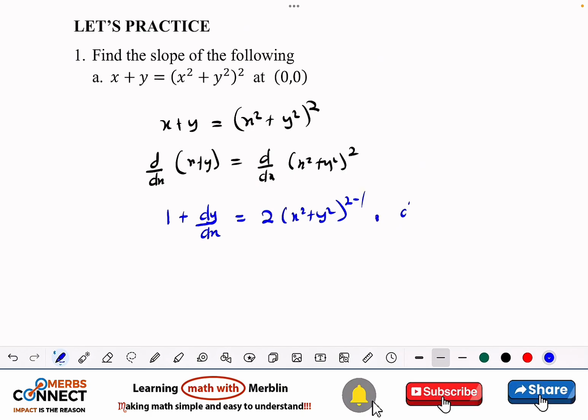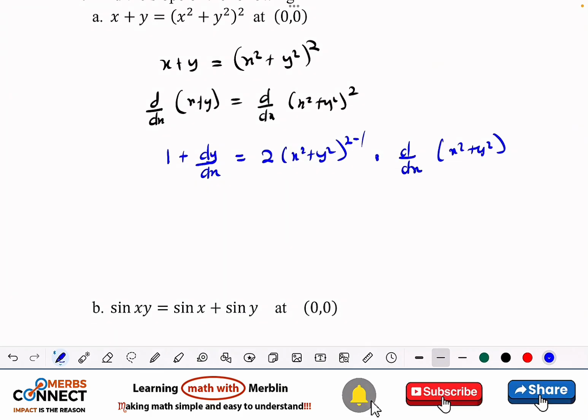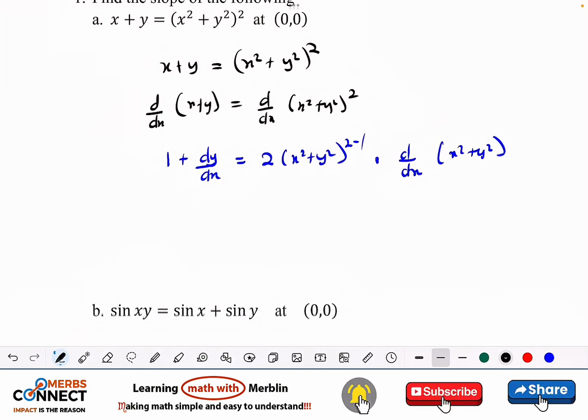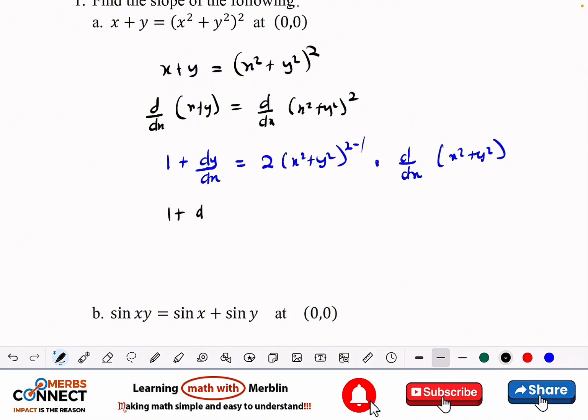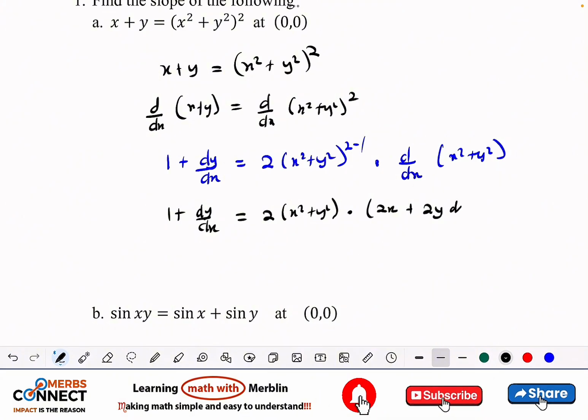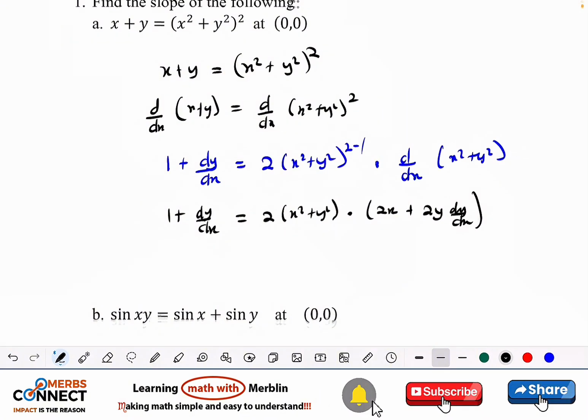Times, then I would differentiate what is inside the bracket, which is going to give me this. So here I'm going to have something like this: 1 plus dy over dx, which is equal to 2x squared plus y squared times, now I need to differentiate this. When I differentiate x squared, I get 2x, and when I differentiate y squared, I'm going to have 2y dy over dx. Is that right? So that's what I'm going to get.